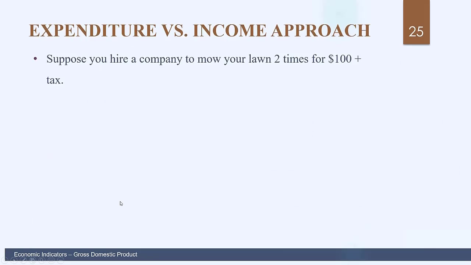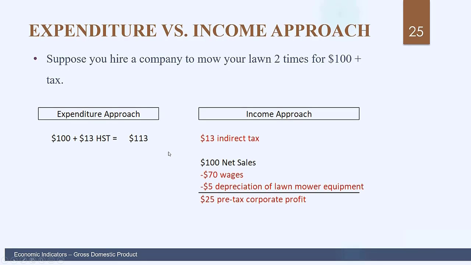Now let's look at a really simplified example just to drive the point home. Suppose you were to hire a company to mow your lawn 2 times for $100 plus tax. In terms of the expenditure approach, that would just be $100 plus $13 HST, and it would equal $113. If this was the only activity in an economy, then in terms of the expenditure approach, we would have $113.